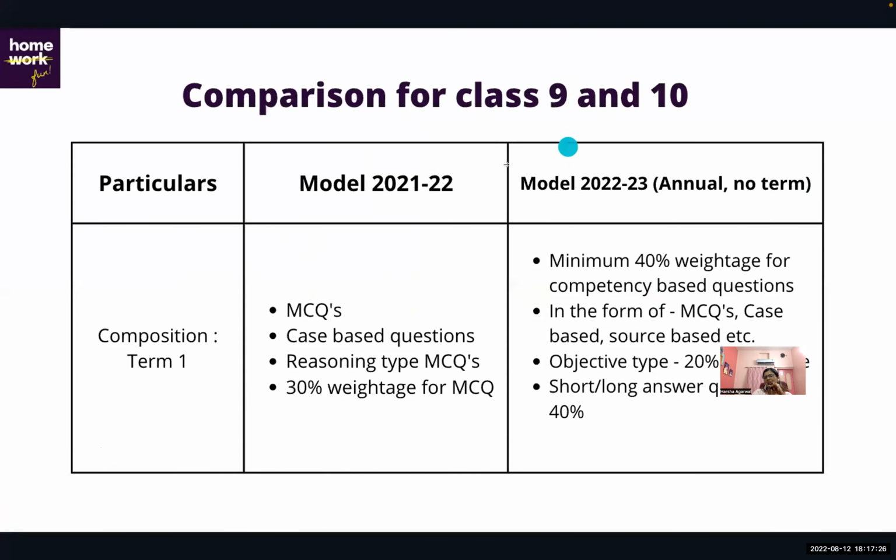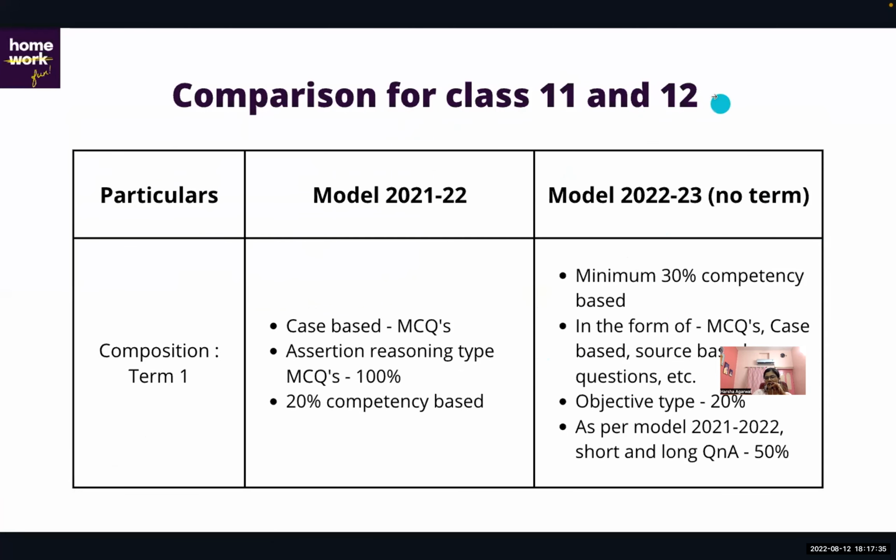All right, this is just a comparison which I told you earlier कि पहले 30% weightage था. Now it's minimum 40% weightage for competency based question for 9 and 10, and similarly for 11th and 12th. Earlier it was 20% competency based. Now it's minimum 30% competency based in the form of MCQs, case based, source based. Any type of questions can come. Okay, all these can be seen in the May announcement of CBSE regarding the question paper pattern or type. All right. So just showing you a little comparison here in simple terms as this table.